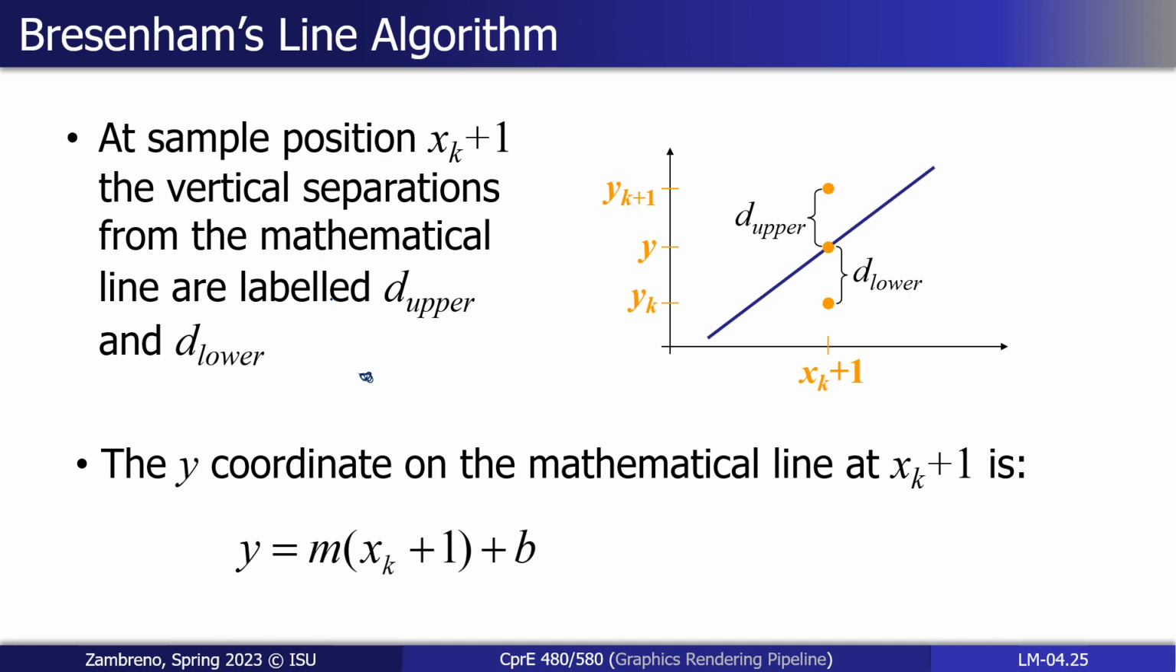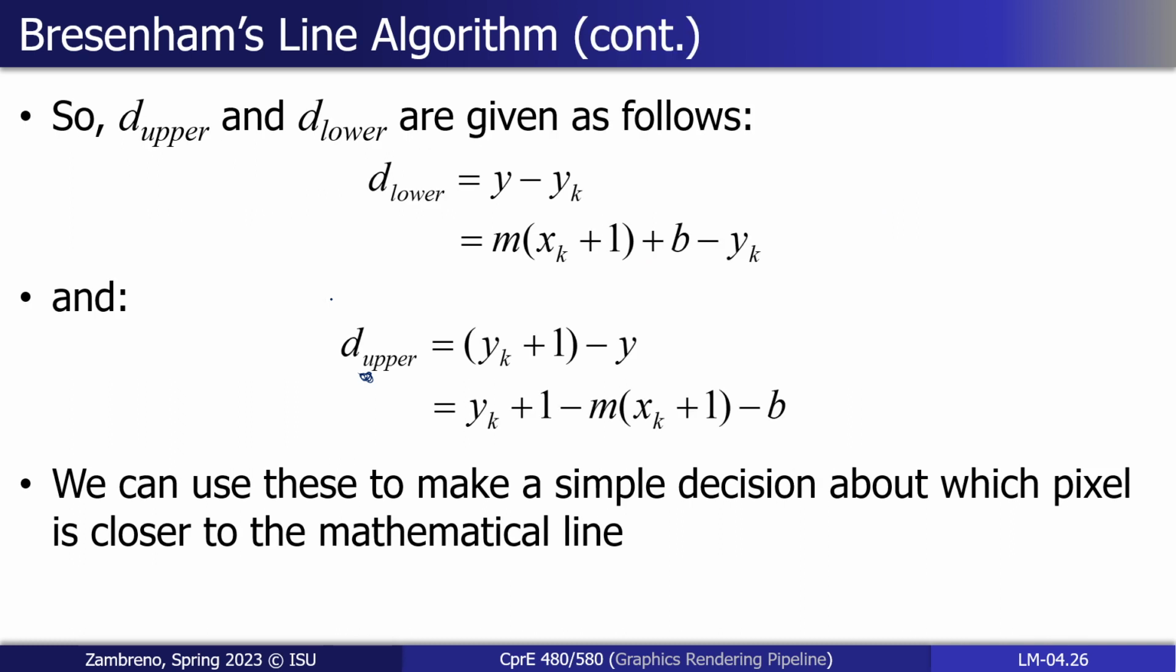We label that one region d upper, the other region d lower, and we can actually just algebraically calculate what that corresponds to. D upper is the distance between the correct value of y and what that y sub k would be, as is d lower, right? D lower is the one that's below the line, so d lower is the value on the actual line minus y sub k. D upper is the value above the line, so it's actually y sub k plus 1, because we're going up 1 unit step, minus that value of y there.